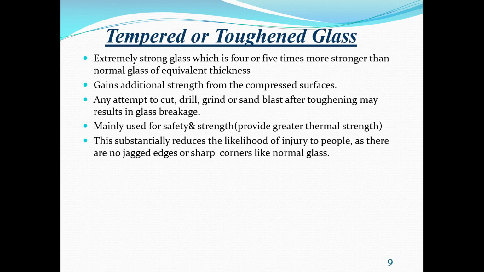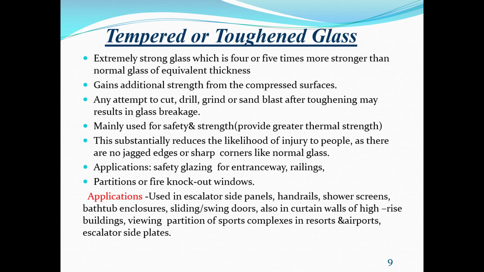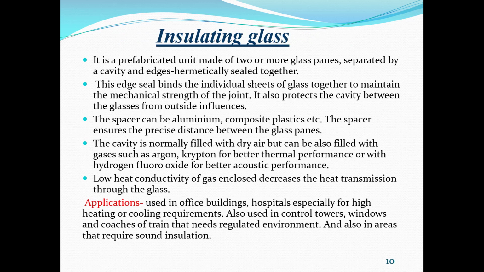This substantially reduces the likelihood of injury to people, as there are no jagged edges or sharp corners like in normal glass. They are used in the safety glazing of entranceways, railings, and also as partitions or fire knockout windows. They are also used in escalator side panels, handrails, shower screens, and for viewing partitions of sport complexes in resorts and airports.